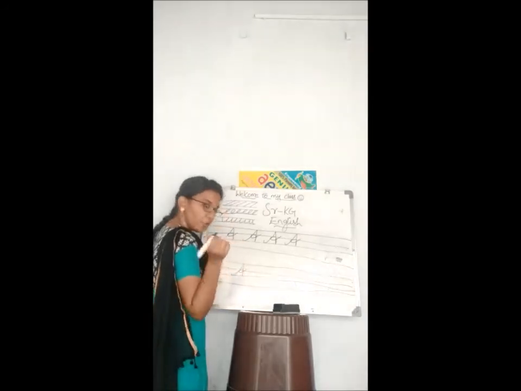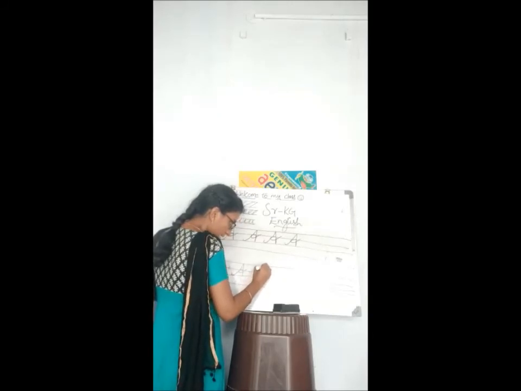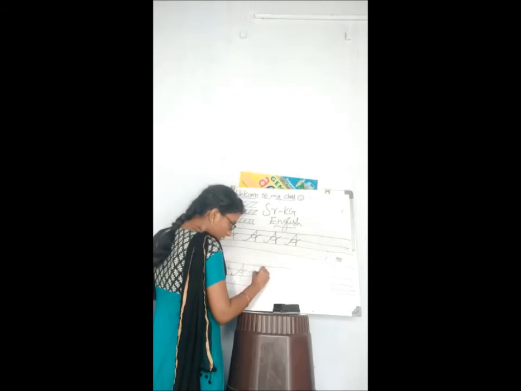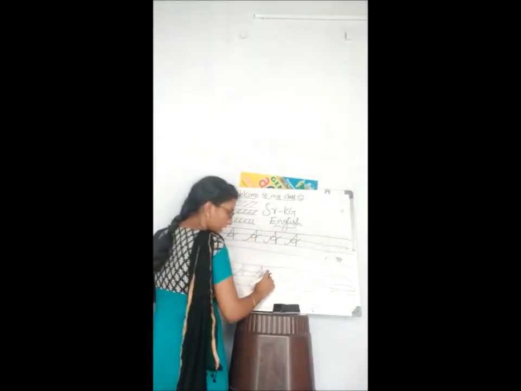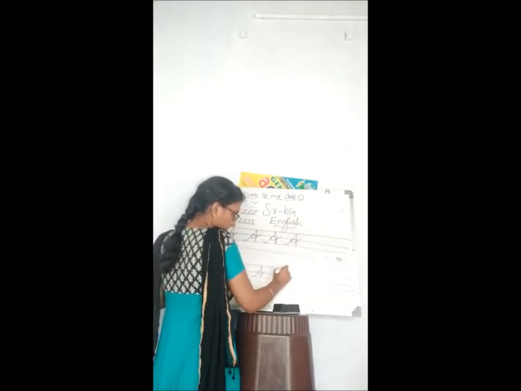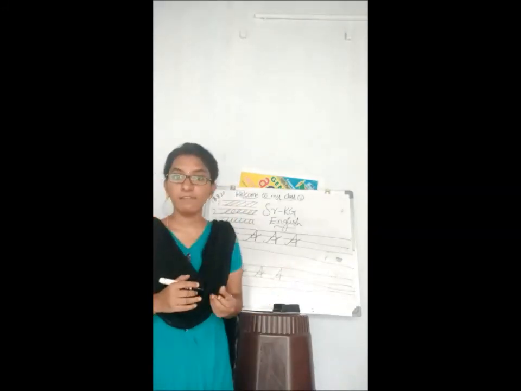Now you have to write on your own. Curve. Touch the third line. Go to the first line. Come back to the third line. One curve and one extension on the right. Okay, and the right side of the second line. Okay, this is the cursive A.